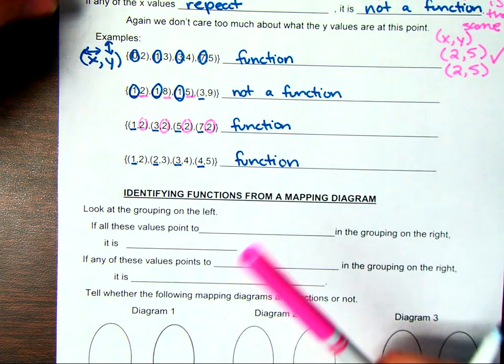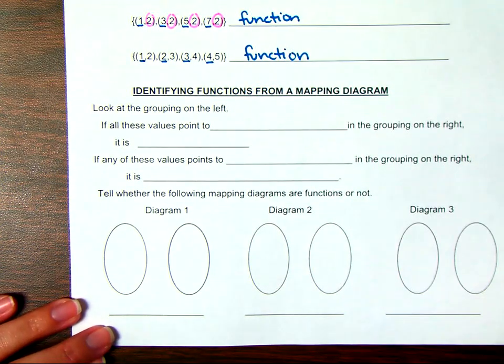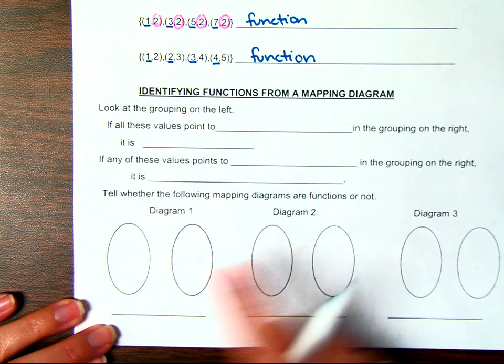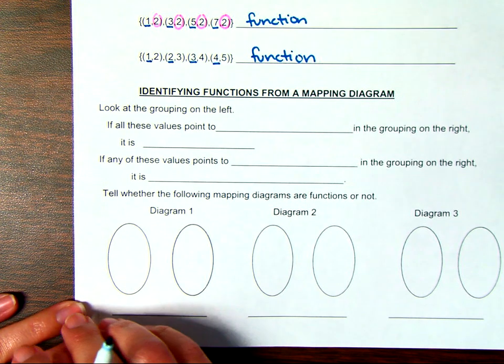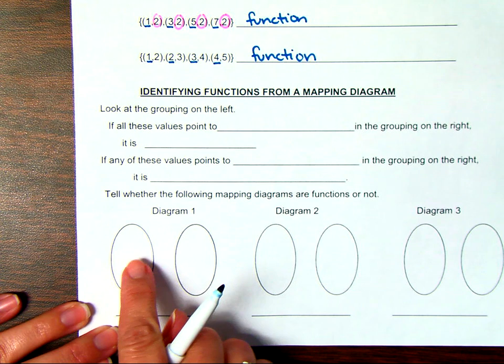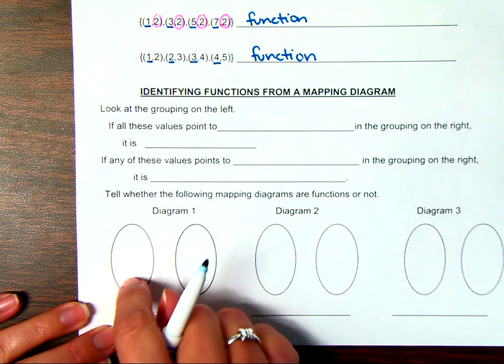So now we're going to be looking at what's called a mapping diagram. Basically what a mapping diagram is going to look like, it's going to have two ovals, and we're going to match the group on the left to the group on the right. So we're always going to look at the ones on the left first.